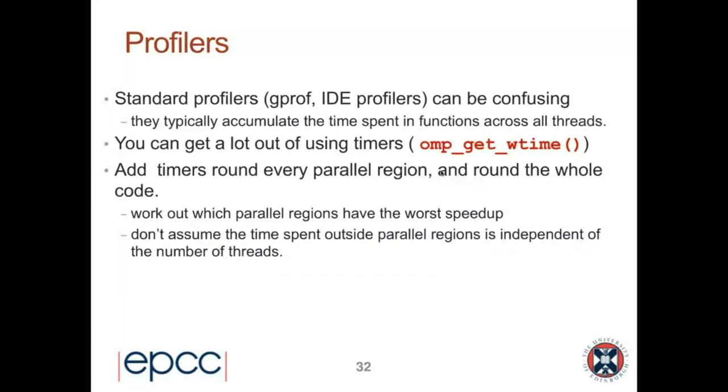So in terms of using tools, what you tend to find is that the standard type of code profilers, so things like gprof on Linux, or the type of profilers you find in development environments, can be rather confusing, because typically what they do is report the accumulated time spent in functions across all the threads. So that tells you something, but it can be really difficult to interpret what's going on there. As I said, you can get a lot out of using timers. Put timing calls around every parallel region, put a timing call around the whole code, then you know what's going on in every parallel region, and by subtraction, you can work out how much time is spent in the sequential part of the program as well. So that gives you a really clear picture of where the performance problems are.